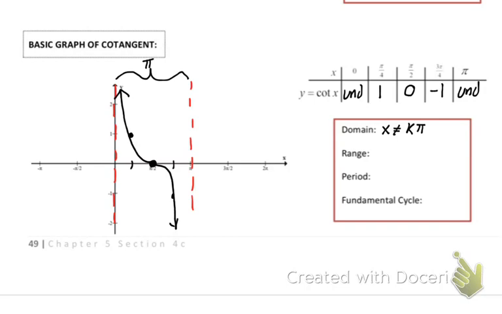Our range is going to be the exact same: negative infinity to infinity. The period is still pi, just like with tangent. However, our fundamental cycle starts at 0 and ends at pi.